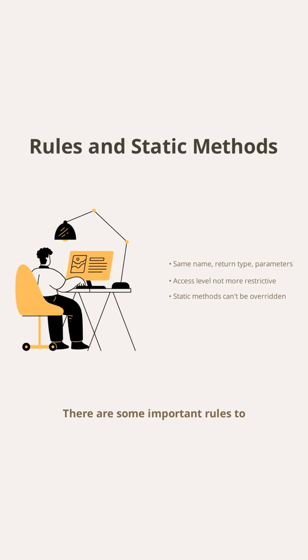There are some important rules to remember when overriding methods in Java. First, the method in the child class must have the same name, return type, and parameters as the parent class. Second, the access level can't be more restrictive than the overridden method. Also, only inherited methods can be overridden, and constructors cannot be overridden. Static methods, on the other hand, cannot be overridden because they belong to the class, not to instances. If you declare a static method with the same signature in a subclass, it's called method hiding, not overriding. Keeping these rules in mind helps you avoid common mistakes and write correct Java code.